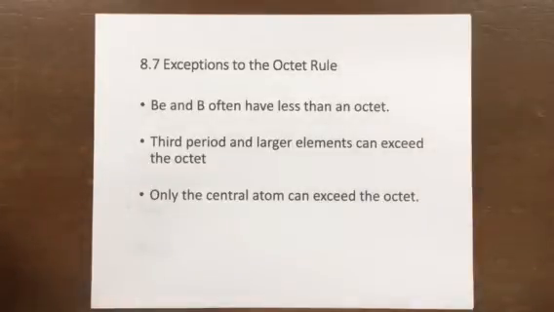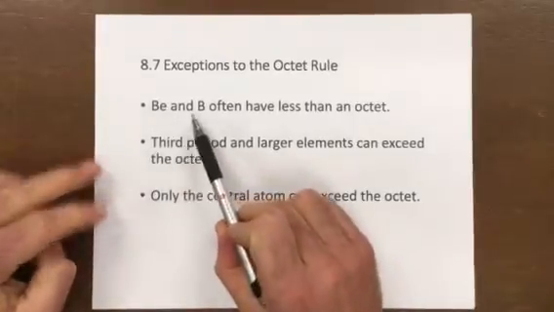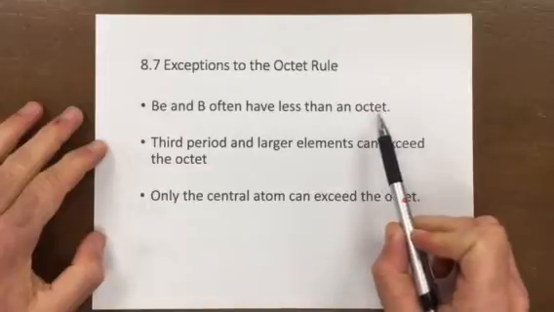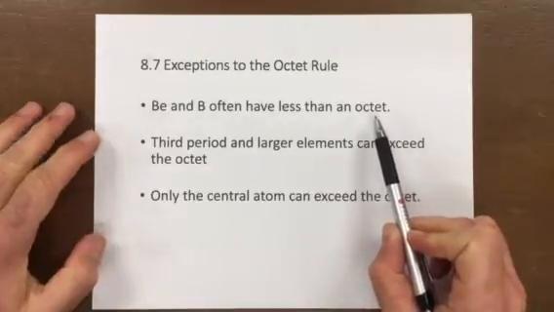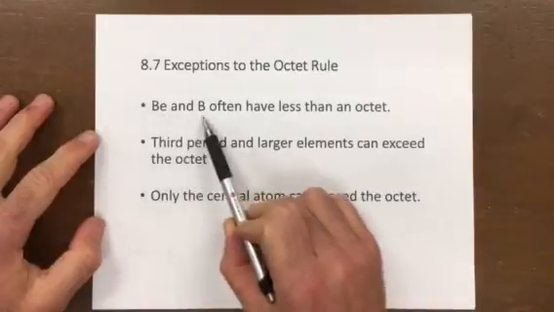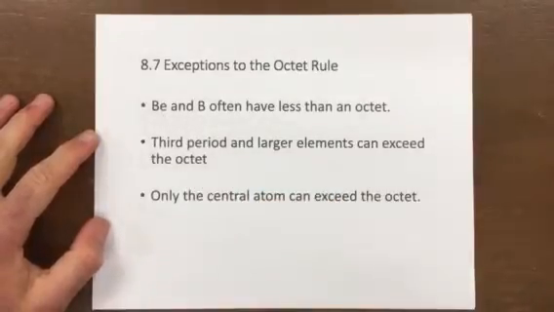Welcome back, Marauders. In this video 8.7, we're going to be looking at exceptions to the octet rule. So we'll be drawing Lewis dot structures, and we'll be seeing some examples where not everything gets 8 valence electrons, not everything gets a full octet. The exceptions that we're going to be looking at will be with beryllium and boron. They frequently have less than an octet, so those are small atoms, and they can become stable without getting 8. Sometimes they'll get either 4 or 6 valence electrons and become stable.